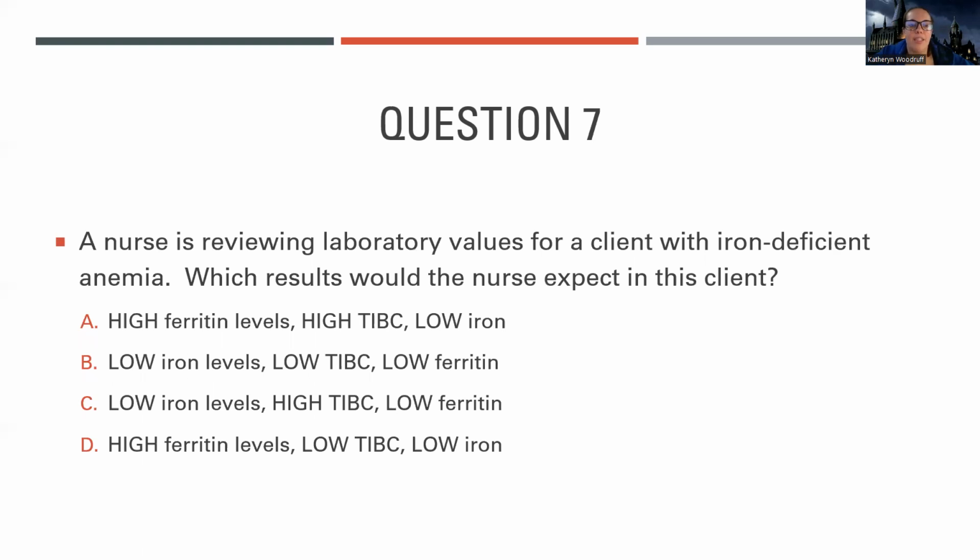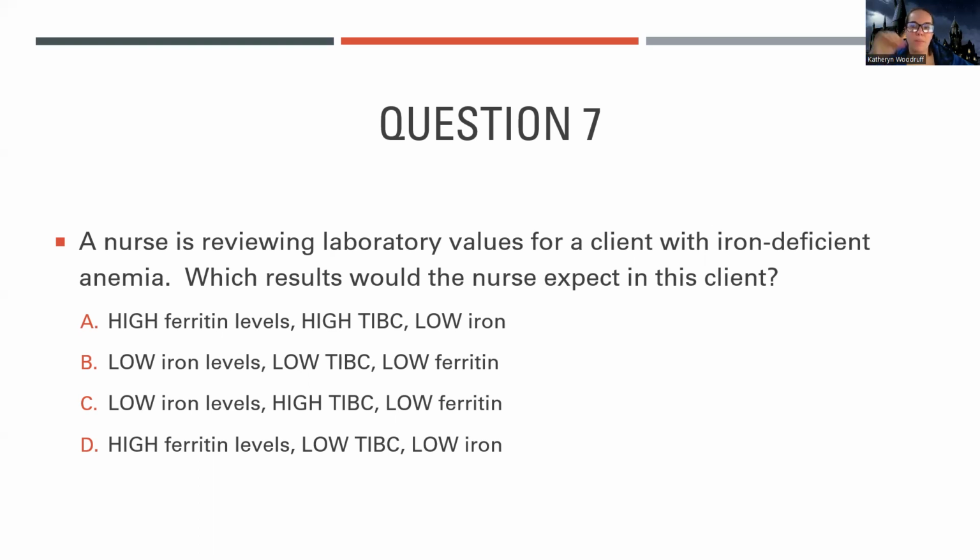Last but not least, there are also a lot of labs related to blood disorders. So another type of question we could ask is related to the labs for these patients. A nurse is reviewing laboratory values for a client with iron-deficient anemia. What results would the nurse expect in this client? This is a really common type of question where the answer choices have opposites, and you have to figure out which one. Students can easily get confused and forget which is high and which is low. So for me, it helps to draw it out.